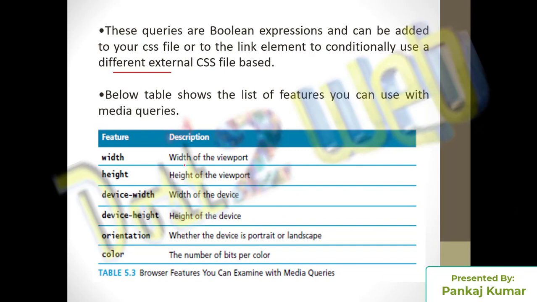We have a list of features that can be used in the media query. That is width, when you define the width of the viewport; height of the viewport; device width; device height; orientation; and color. So these browser features you can examine easily in the media query.